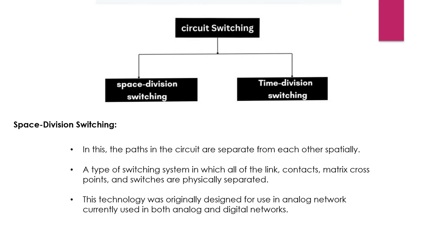In space division switching, the paths in the circuit are separated from each other spatially. It is a type of switching system in which all of the links, contacts, matrix, cross points, and switches are physically separated. This technology was originally designed for use in analog networks, and is currently used in both analog and digital networks.